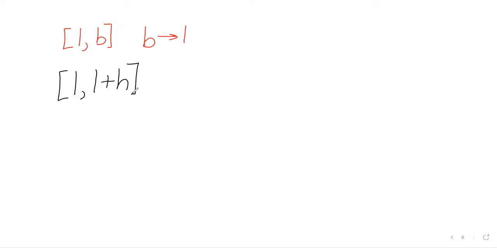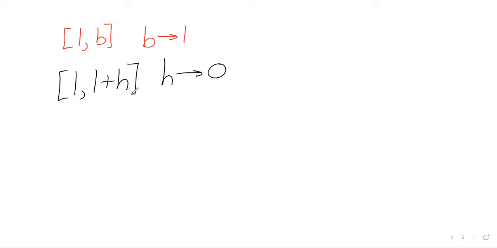So this alternative that I'm talking about, instead of going from 1 to b and letting b get closer and closer to 1, we could go from 1 to 1 plus h, and let h get closer and closer to 0.